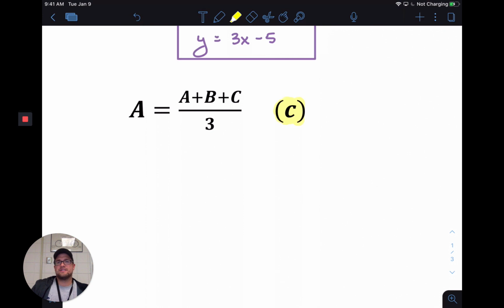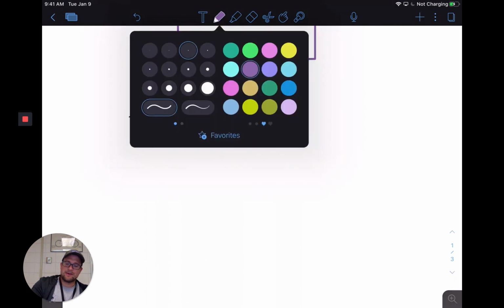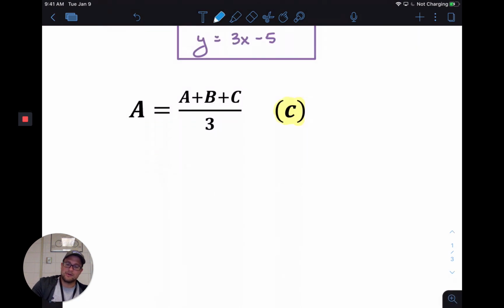So, since c is over on this side of our equation, and it's in the numerator of our fraction, the top, and it's all being divided by 3, let's try to get rid of that 3 first. So since everything is being divided by 3, we can undo division by multiplying, right? Multiplying and dividing undo one another.